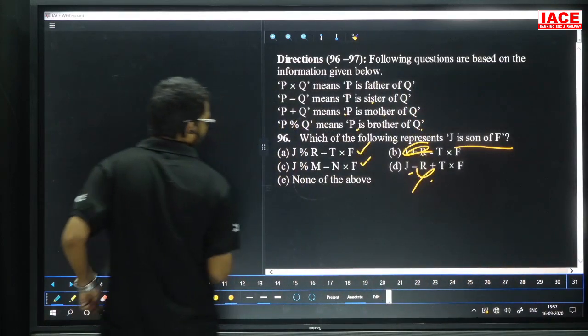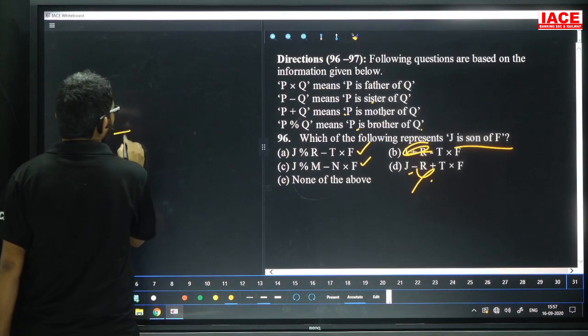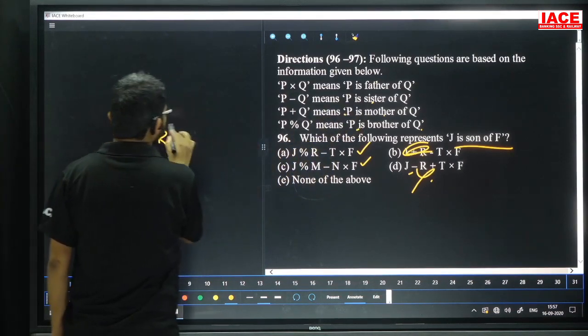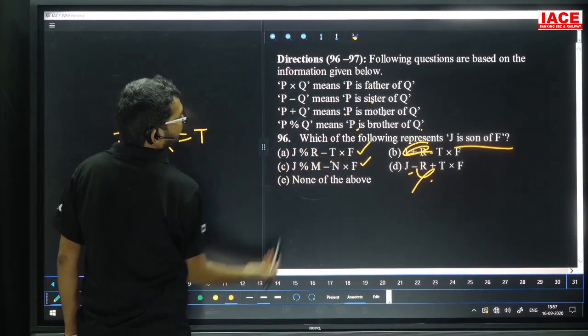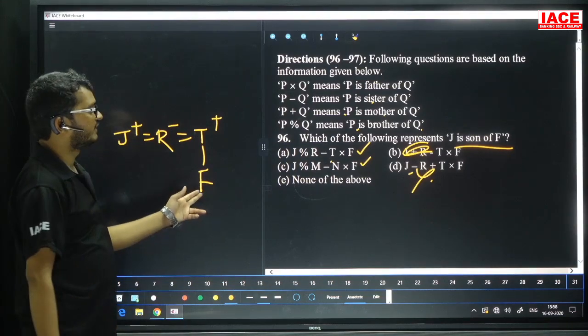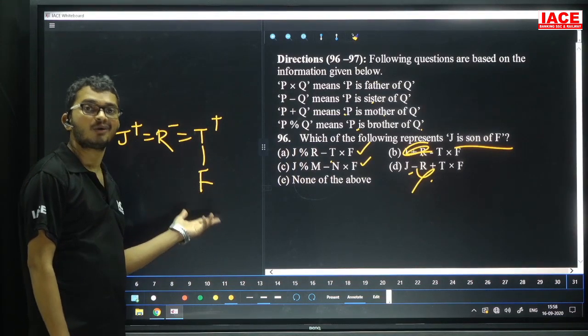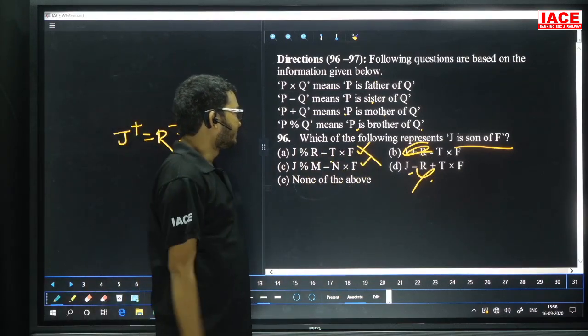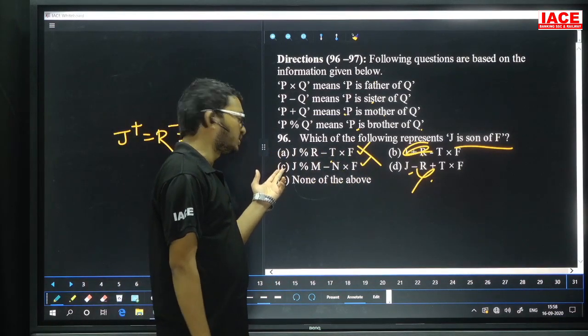Suppose we check the first one. J percentage R means J is brother of R. R minus T means R is sister of T. T into F means T is father of F. In this case, how is J related to F here? Uncle. But our requirement is son, so no chance to take this one. If you observe, A and C both look the same.